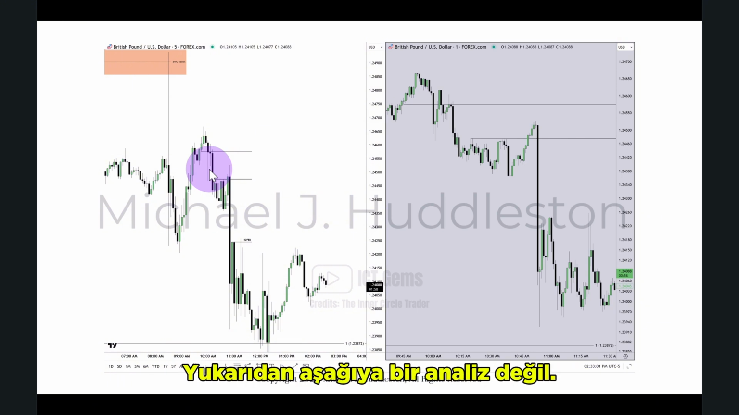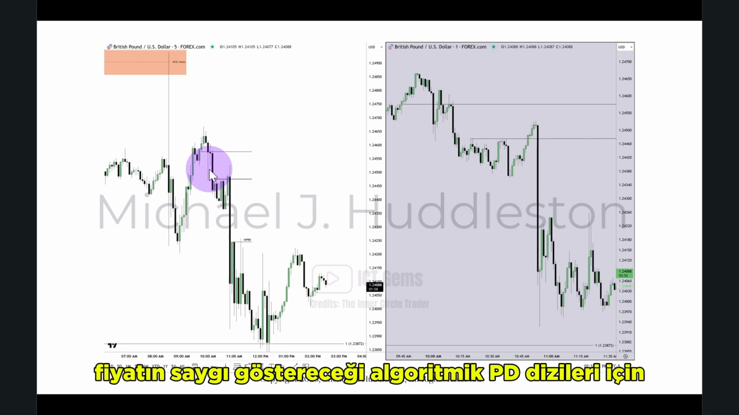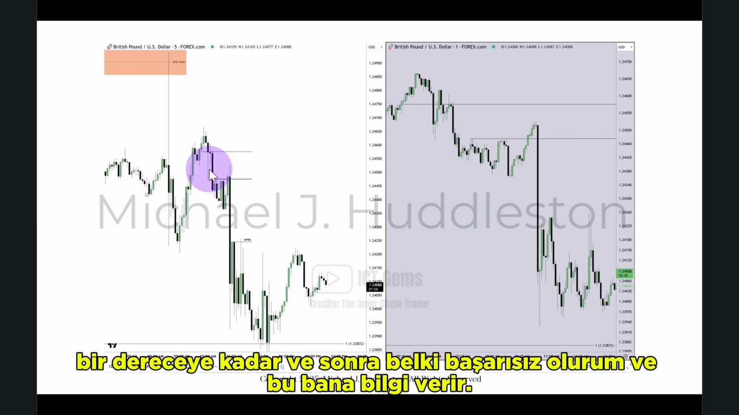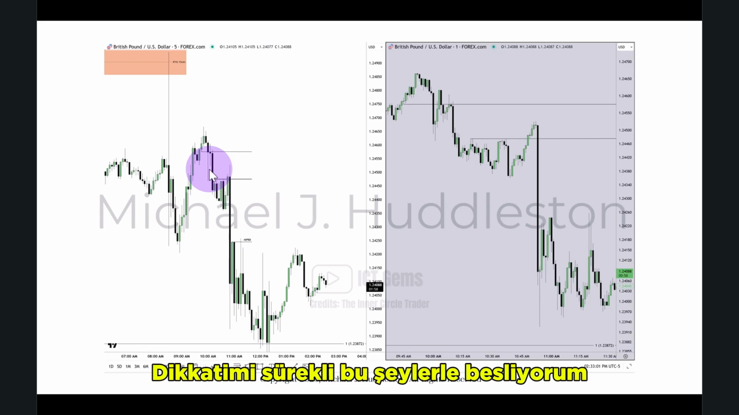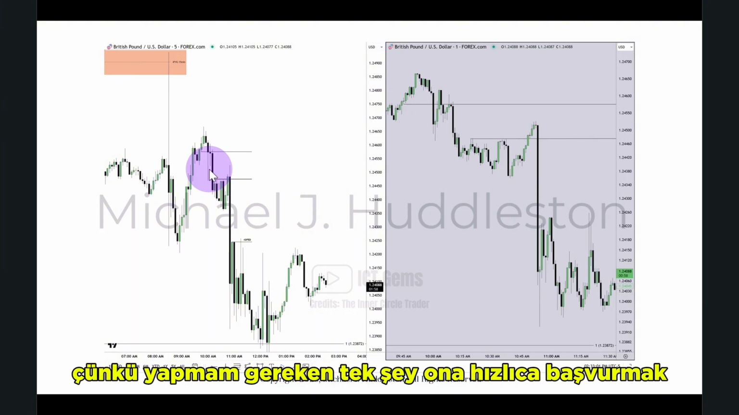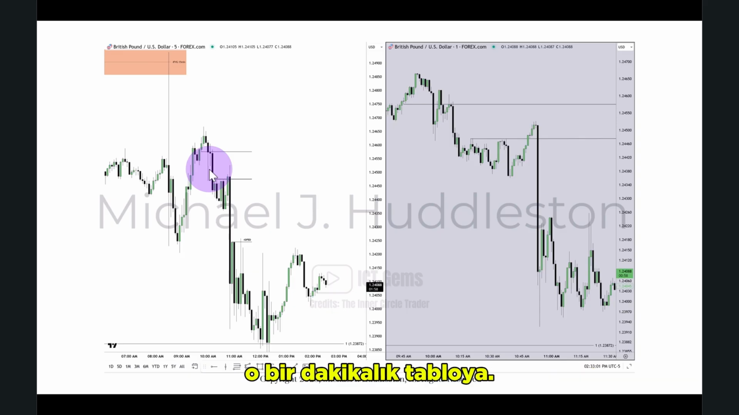It's not top-down analysis. It's cycling through continuously looking for algorithmic PD arrays where price is going to respect to a degree and then maybe fail, and that gives me information. I'm constantly feeding my attention with these things that are on these specific time frames. And I'm not living on those time frames because all I have to do is refer to it real quick and see where I'm at and then go right back to that 1-minute chart.